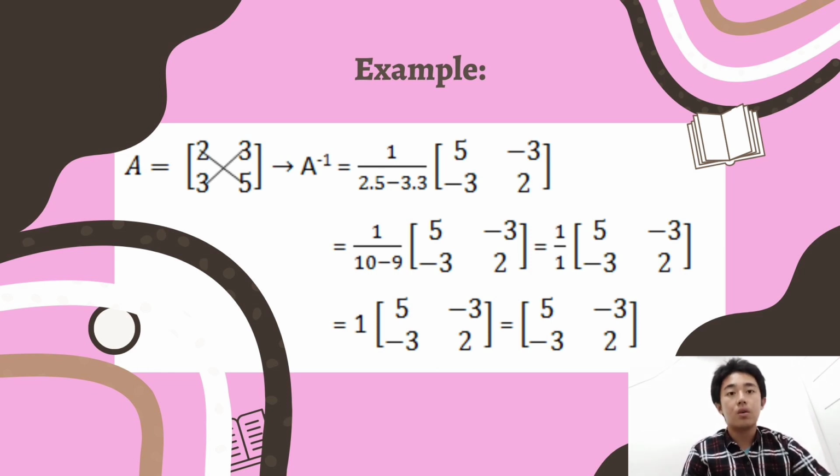And now we multiply it, and it became 1 over 10 minus 9, times 5, negative 3, negative 3, and 2. 1 over 10 minus 9 becomes 1 over 1, times the matrix 5, negative 3, negative 3, and 2. 1 over 1 equals 1, and 1 times the matrix gives us 5, negative 3, negative 3, 2. So that's the answer for the inverse matrix.